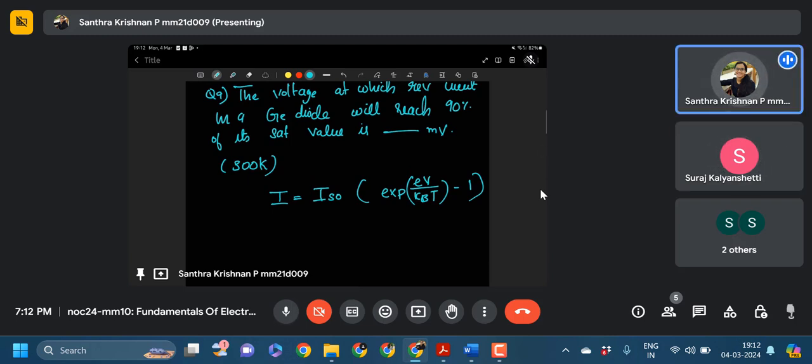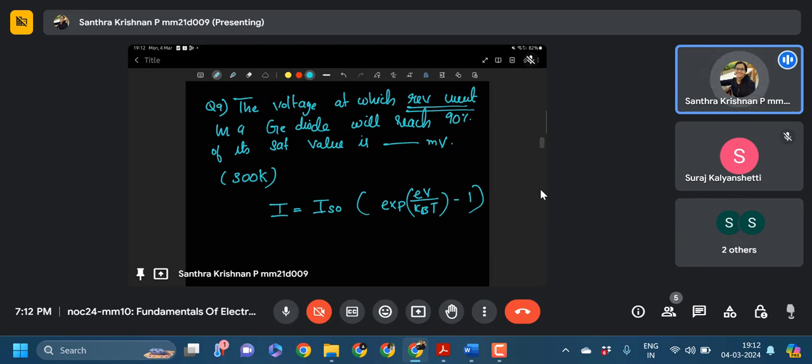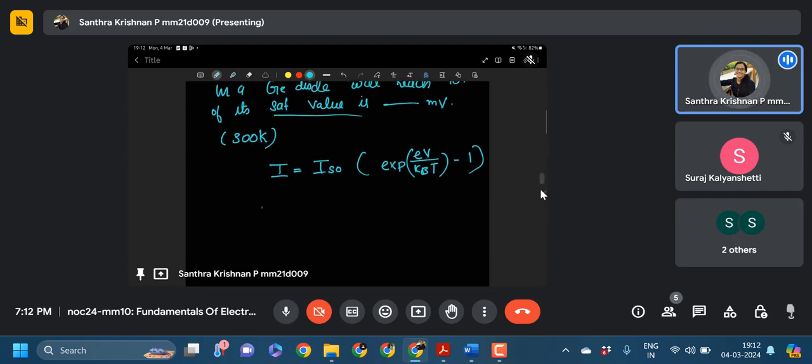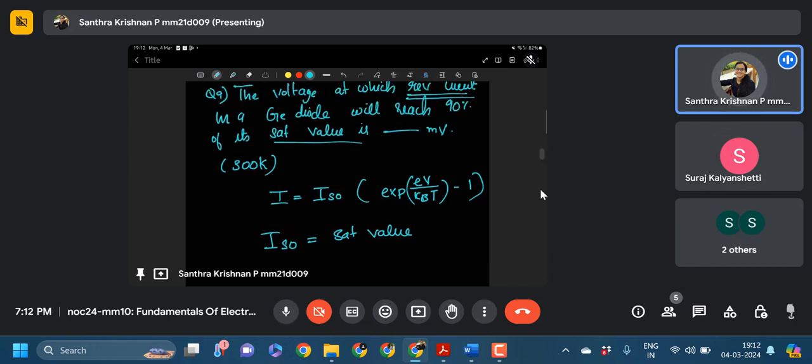They'll ask specifically. Here they have asked for the reverse saturation current. If they want you to determine it in terms of J0, they'll say current density. Here it's just current, so it's the same equation, only the terminology is different. And here, the voltage at which the reverse saturation current will reach 90 percent of the saturation value. So I_s is the saturation value, saturation current density. They have asked when it becomes 90 percent of this value.